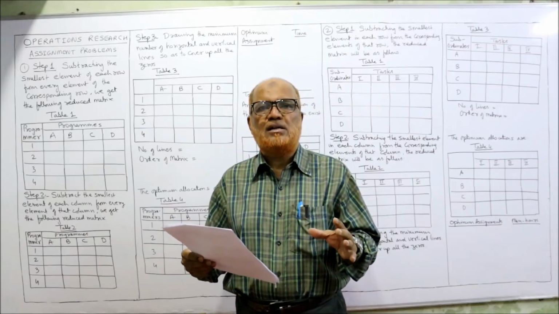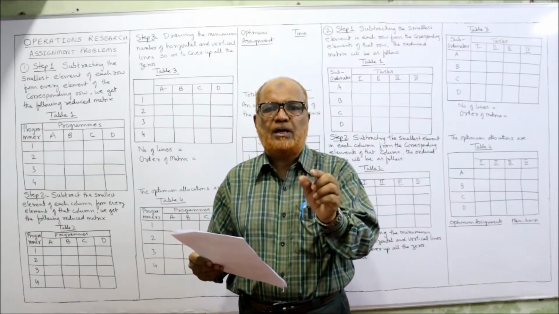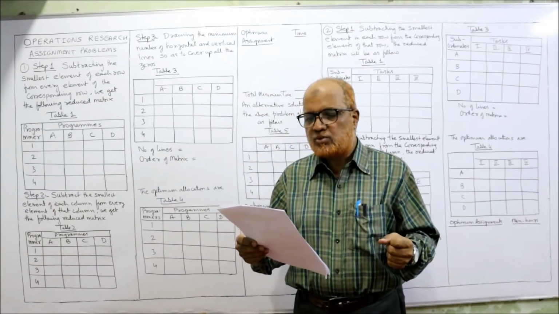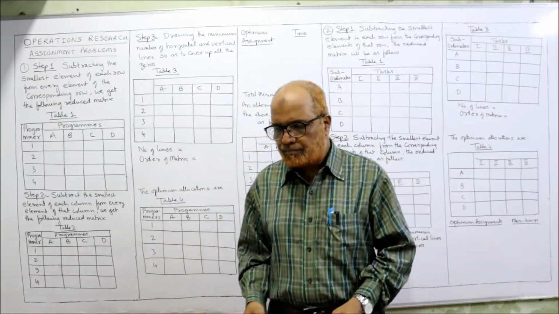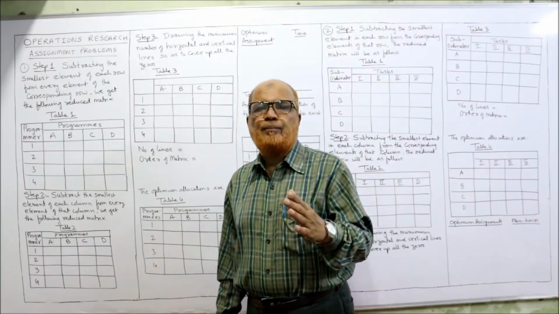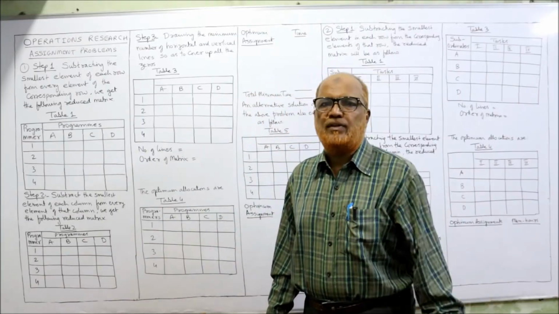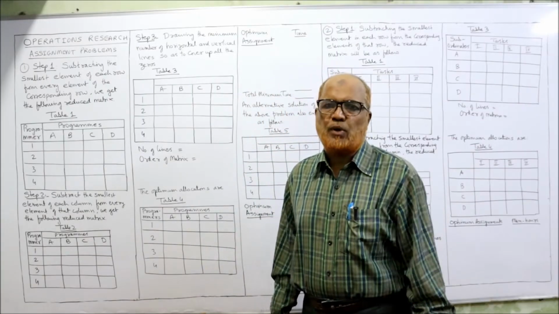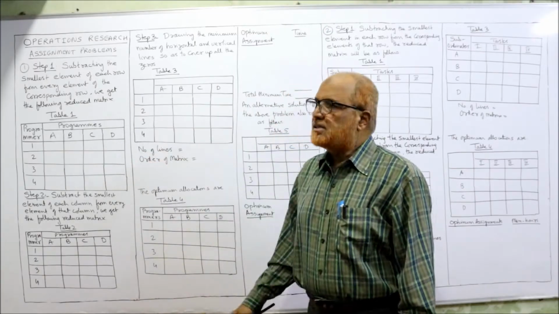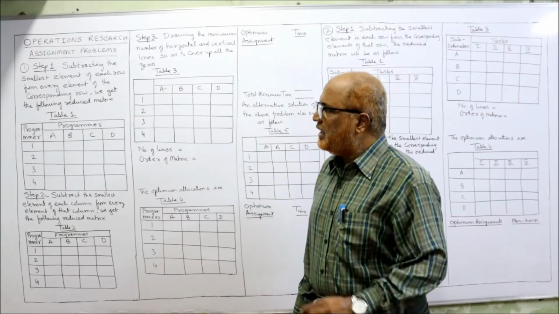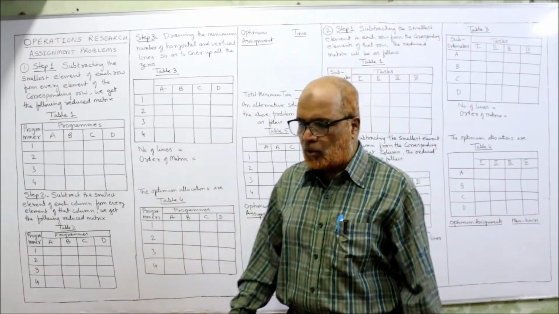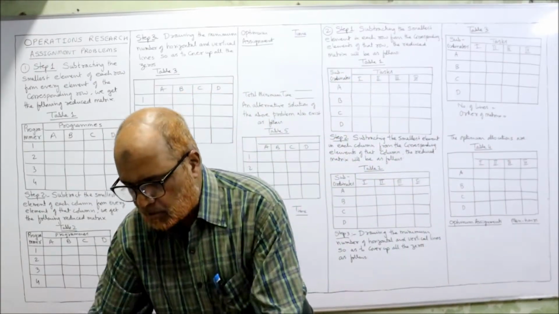Now we are concerned with which program should be given to which programmer. Explain how to assign the programs to the different programmers. This is the assignment problem. Already I have explained the algorithm of solving linear assignment problems given by the Hungarian mathematician. Now step 1: subtracting the smallest element of each row from every element of the corresponding row, we get the following reduced matrix. Now see carefully.